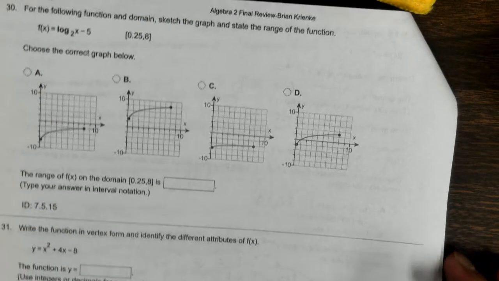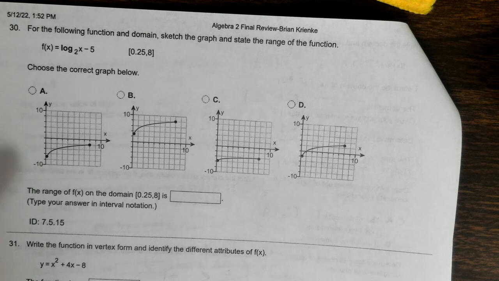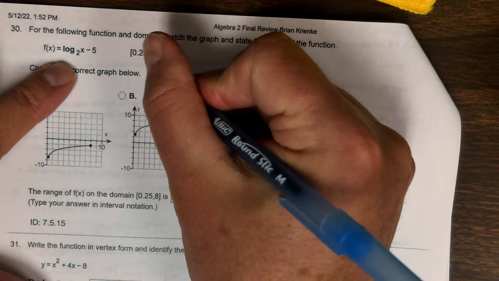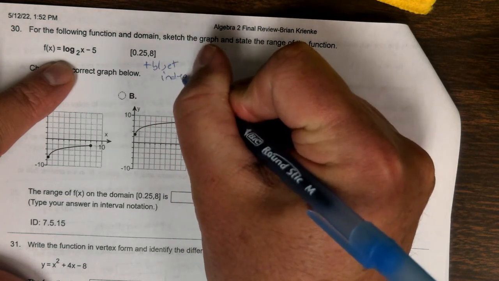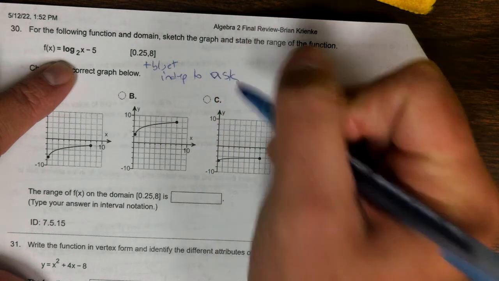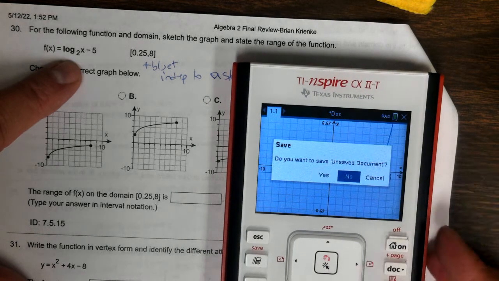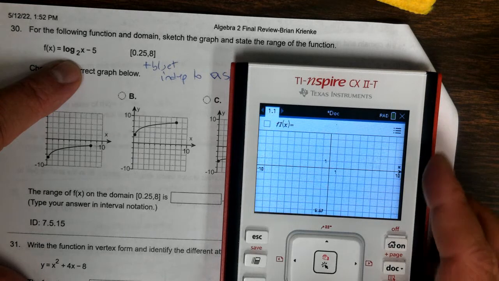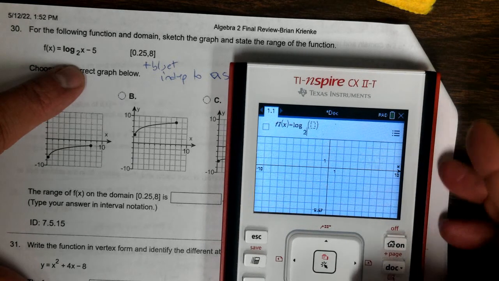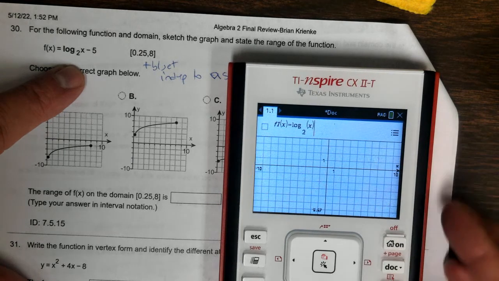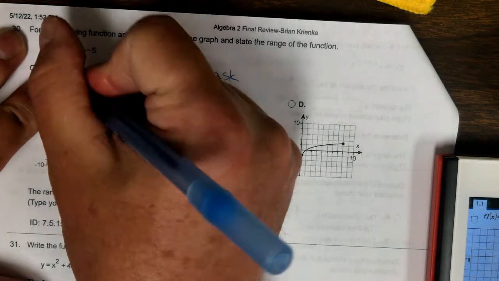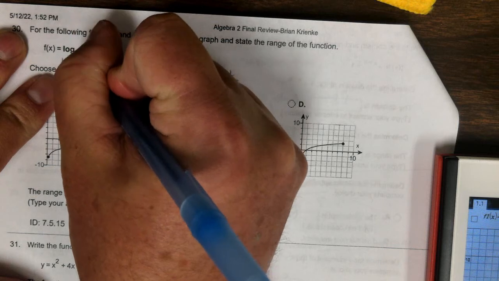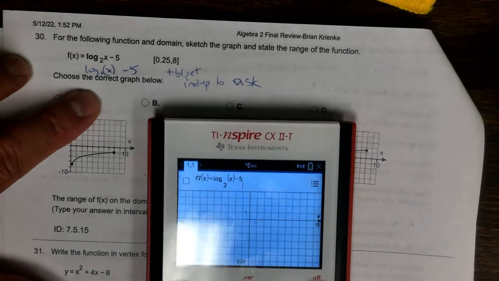On your next one, this is one where you're going to want to use your calculator and use your table set and change independent to ask. Okay, so log base 2 of x and then -5. So pay attention to how I typed it. We have log base 2 of x and then the -5, because that means down 5.